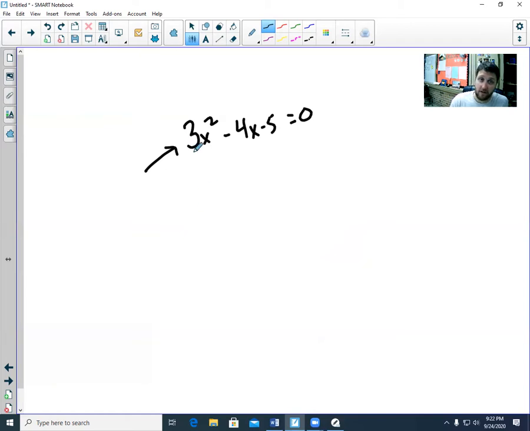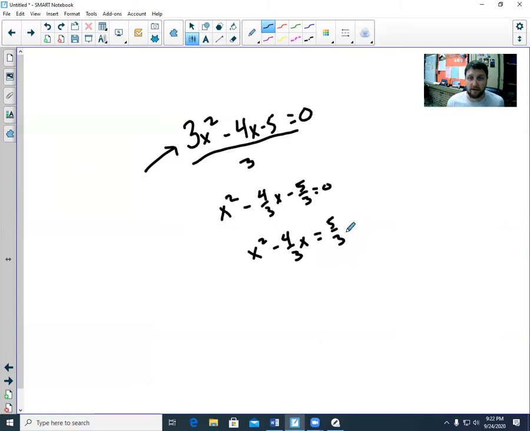The whole thing is going to get divided by 3, so it's going to turn into x squared minus 4/3 x minus 5/3 equals 0. And then I'm going to move this over to the other side. So now it's x squared minus 4/3 x equals 5/3. And now it's in the exact same form, the numbers are just a little bit uglier.